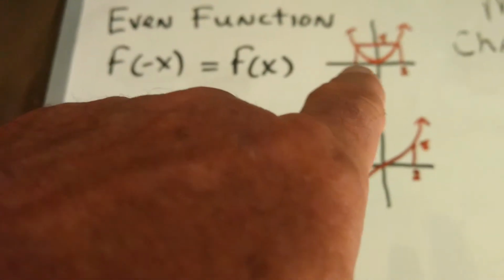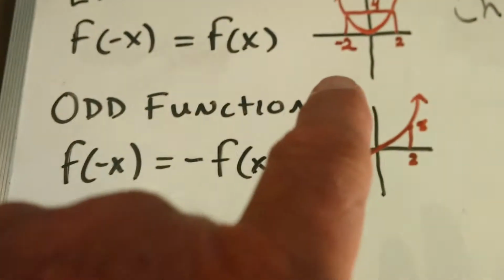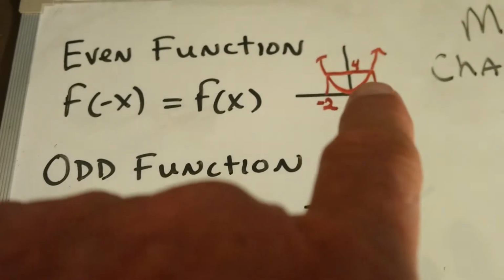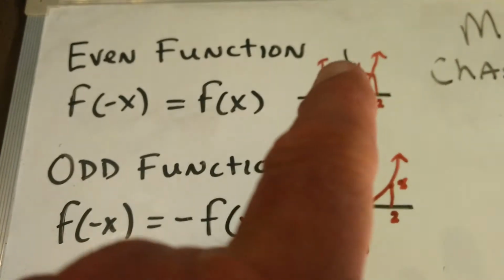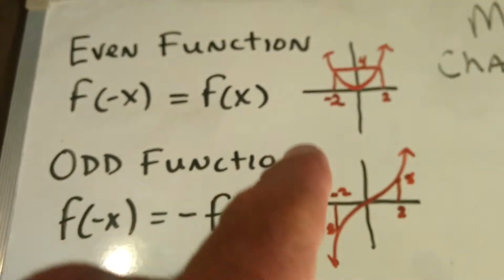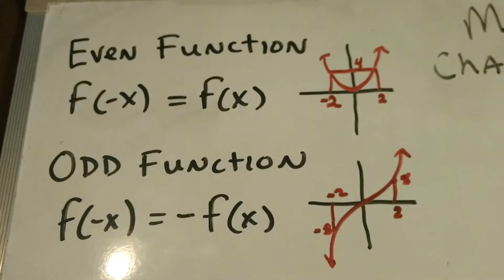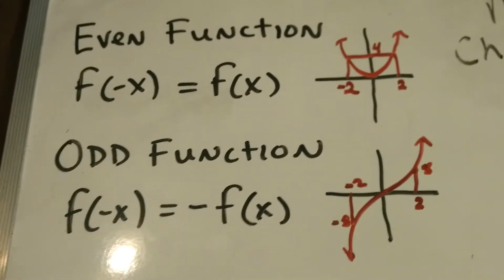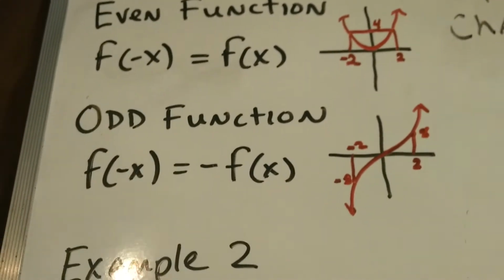Also, looking at even graphs, they are actually flipping over each other. So this could be an even. If we had one over here, it could be even. It just depends on whether you have a positive or negative x.